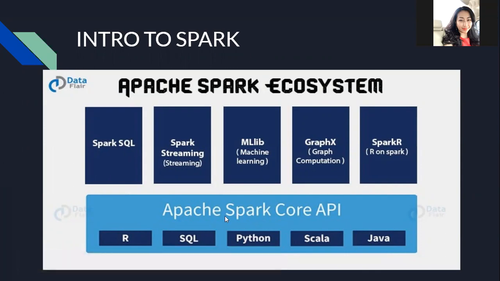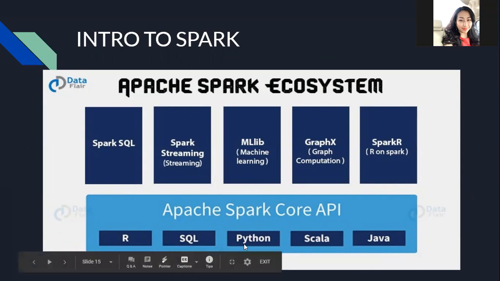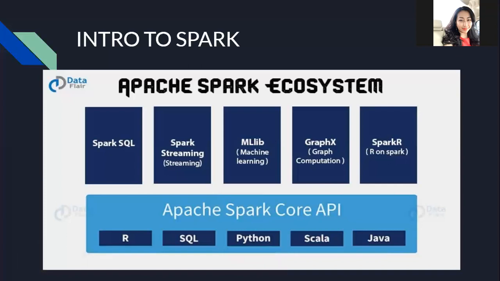R, SQL, Python, Scala, and Java. Python is normally the default language to use, at least in my company, for interacting with the Spark cluster. But I know there are other job posts that really emphasize Scala use. But as I mentioned, for Spark 3, the Python and Scala gap is getting closer and closer. So if you don't have experience with Scala or Java, it's all right. Focus on Python.